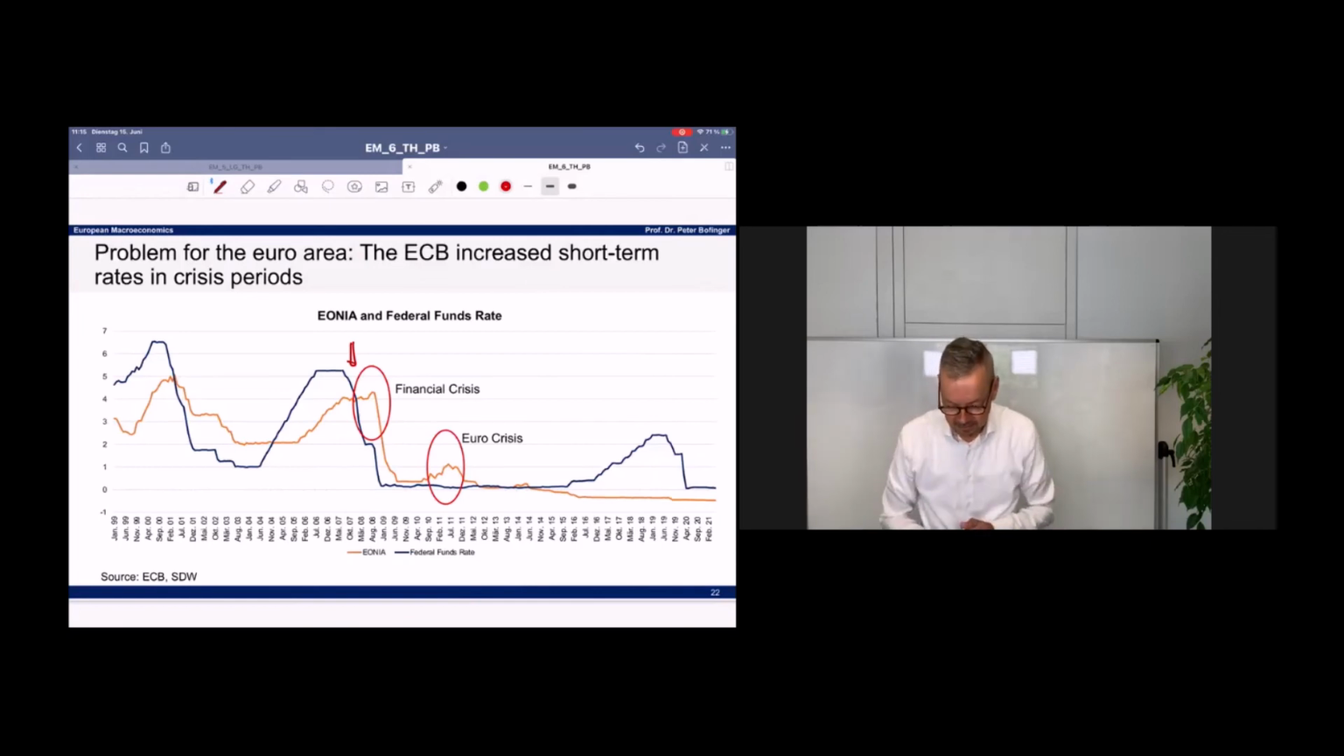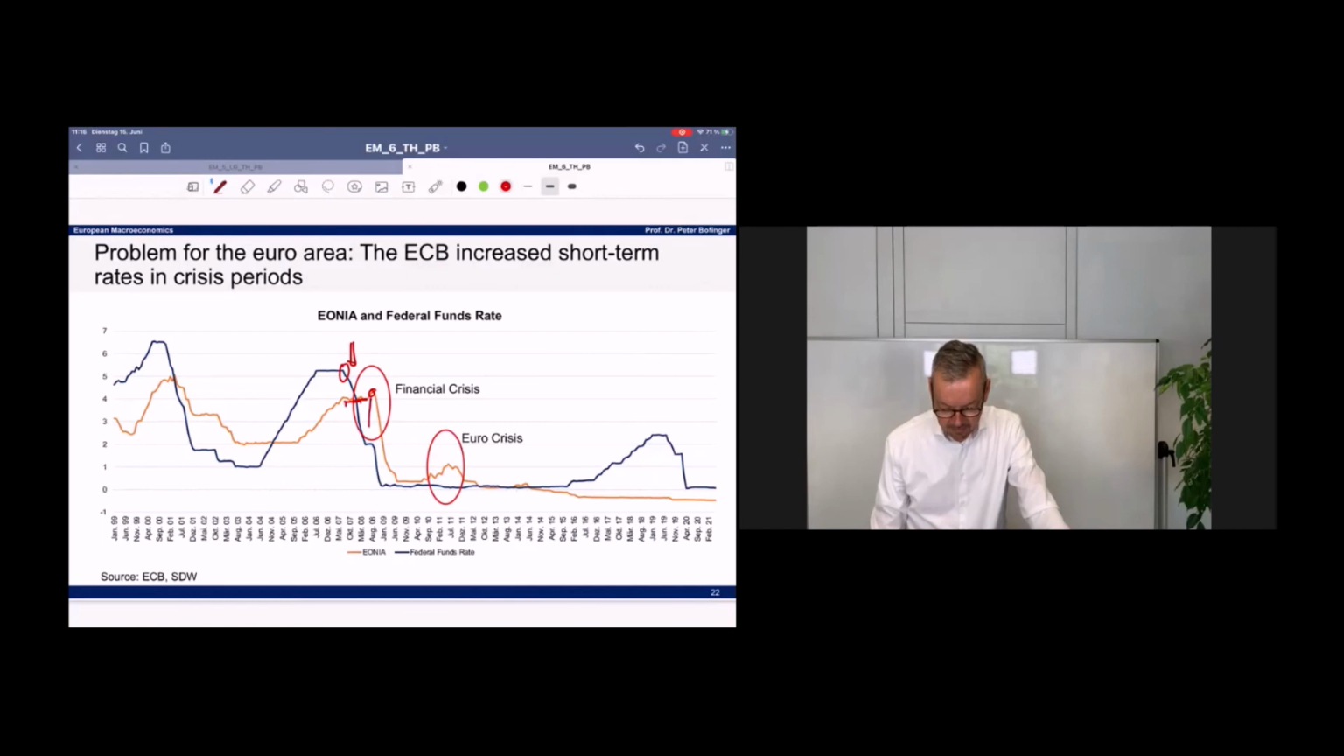And you could nicely see that in summer 2007, the Fed immediately reduced its short-term interest rate. So they obviously saw what was going on. The interesting thing is the ECB did nothing. You can see they kept interest rates stable, and in July 2008 they even increased the interest rate. And this Lehman moment was in September 2008. So the ECB obviously had no idea at all what was going on. And that, I would say, is a huge mistake.